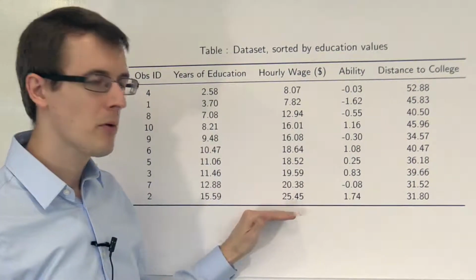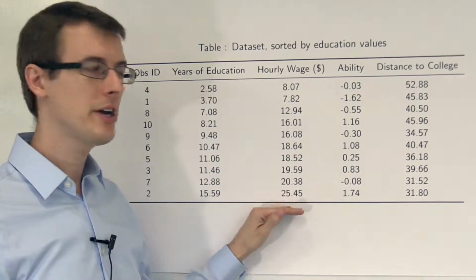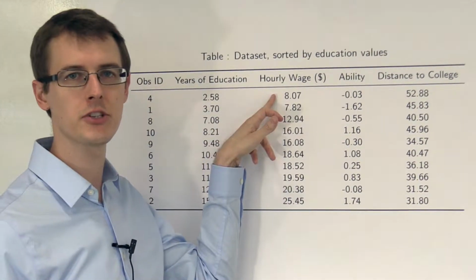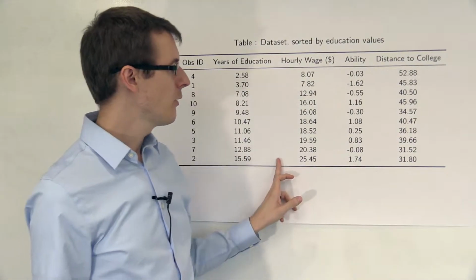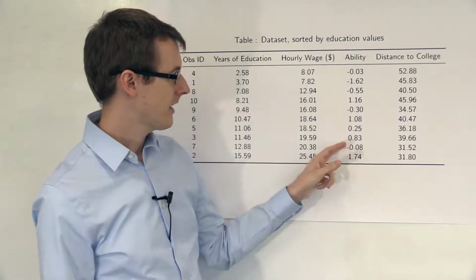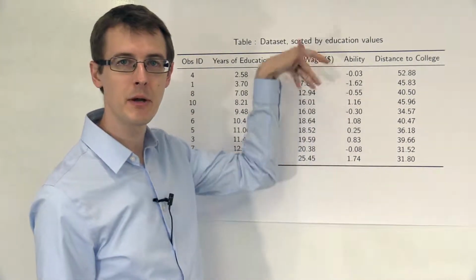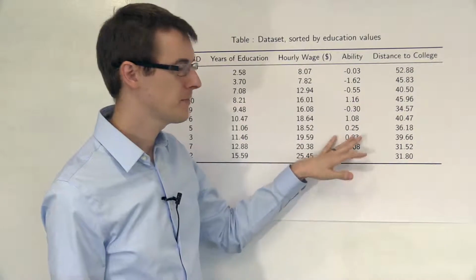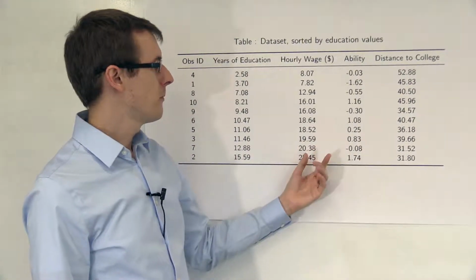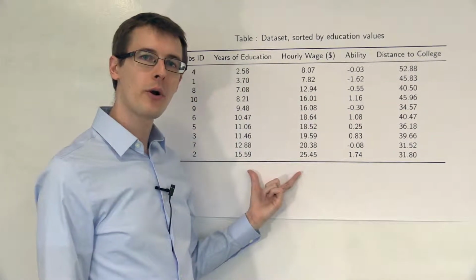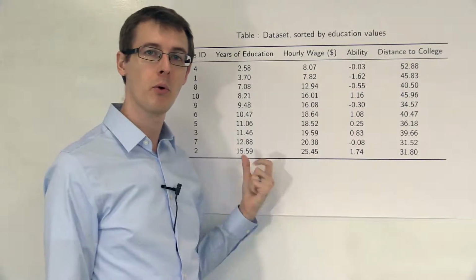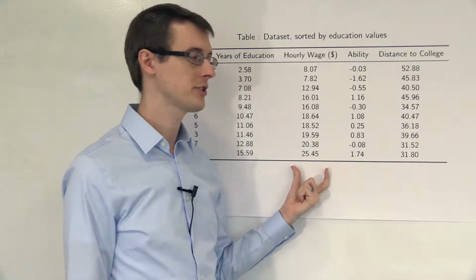Now, we see that people with more education tend to have higher wages. So this person's 25, but this person with a lot less education, only 8. We also see that people with more education tend to have higher ability. Here, there's a bunch of negative signs up here with the people with less education, whereas people with more education tend to have positive signs. So if we look at the data, we see a correlation between education and wage. It's a positive relationship. People with more education get higher wages.